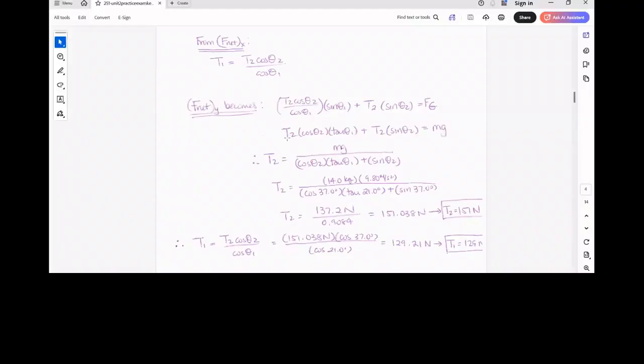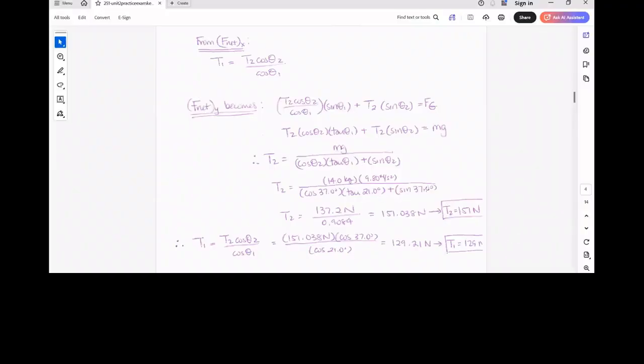And once I have T2 factored out on the left side, I can find that T2 is going to be the gravitational force acting on the box times cos theta 2 times sine theta 1 plus sine theta 2. I think I said times there. This is clearly division, so divided by that quantity down there at the bottom.